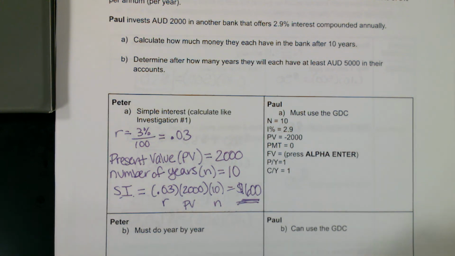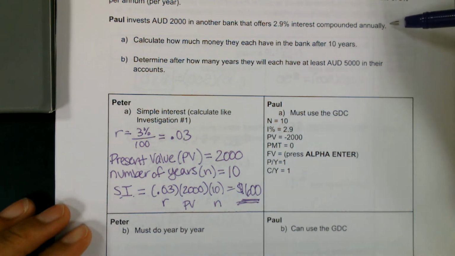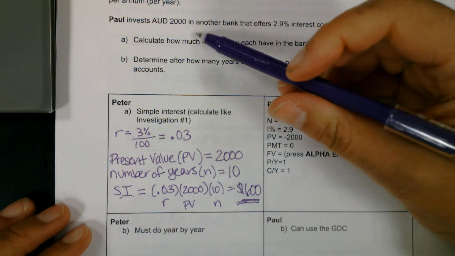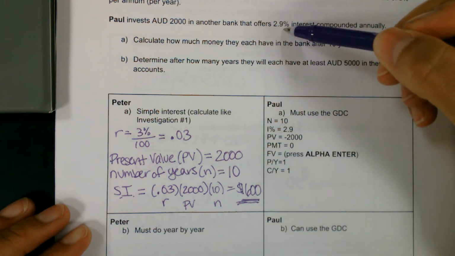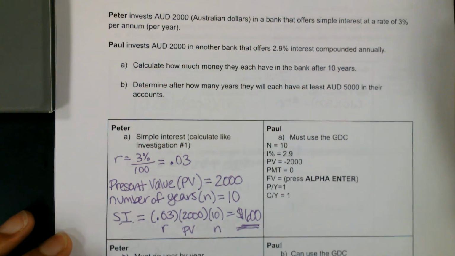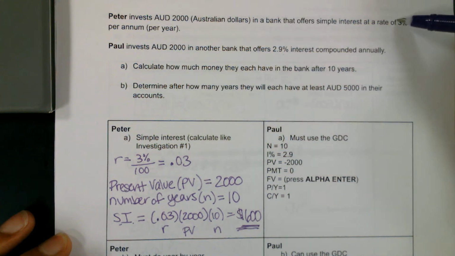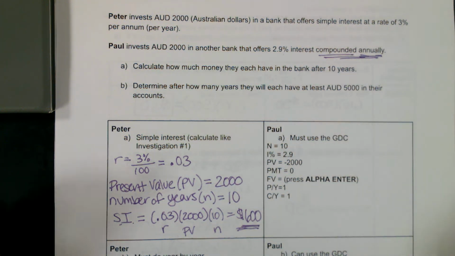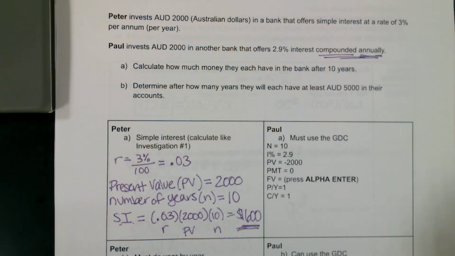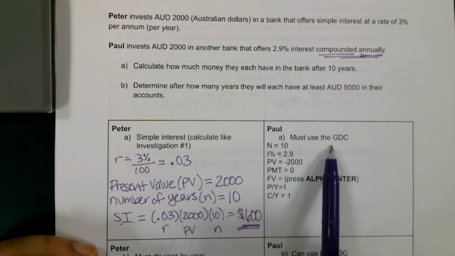Okay, next, let's look at Paul. Paul invests $2,000 in another bank that offers 2.9%. Yes, it's a lower interest rate than Peter, who has 3. However, it's compounded annually. So I'm wondering who's going to come out with more money and interest in the end. Now, let's use the GDC.